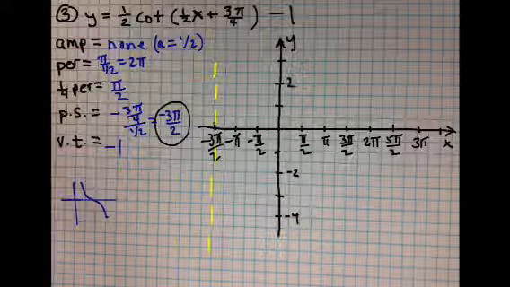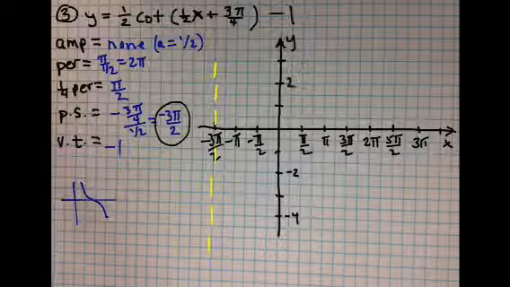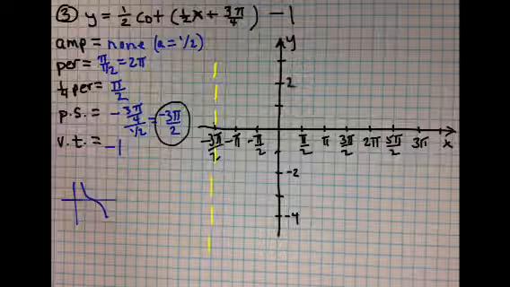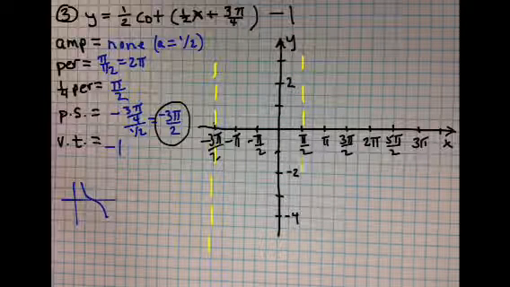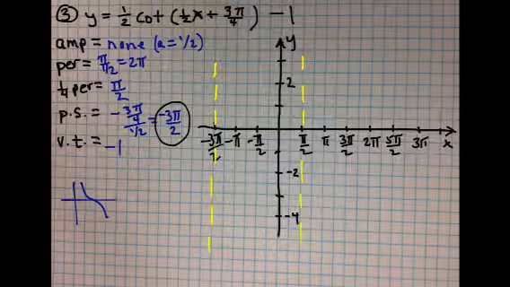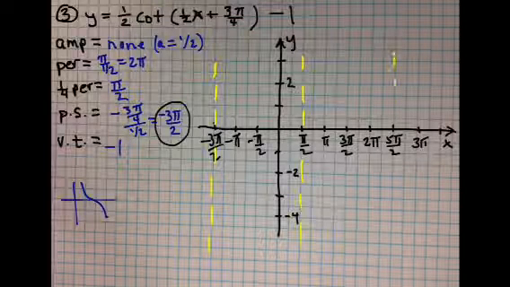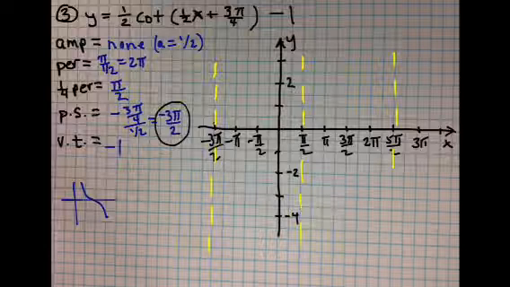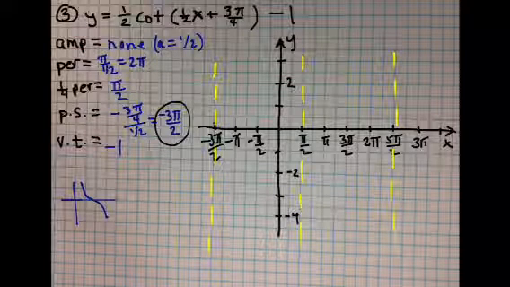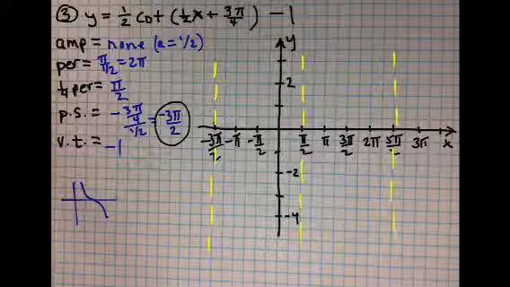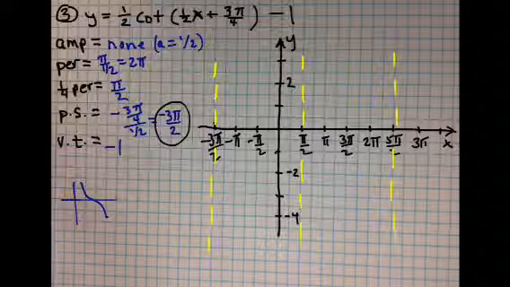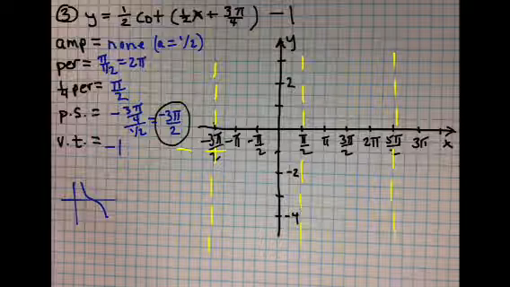Okay? And then we count 4. 1, 2, 3, 4. And at pi over 2 is the other asymptote. So this is the end of the period. Count 4. 1, 2, 3, 4 at 5 pi over 2. And that will make up our 2 periods. I mean, we could draw a half of a period after, and that's okay, we'll do that. Okay, and then the vertical translation is down 1. So it'll be right there.